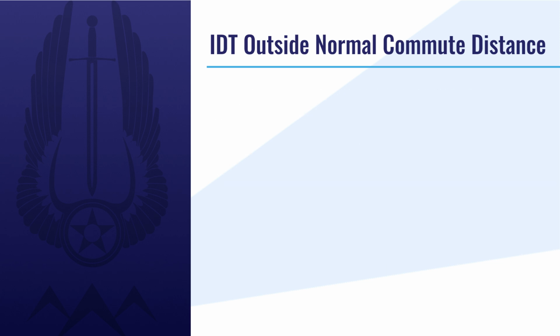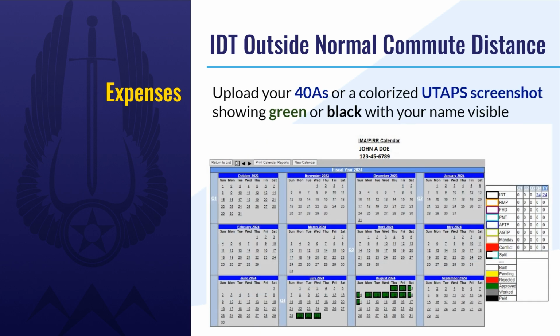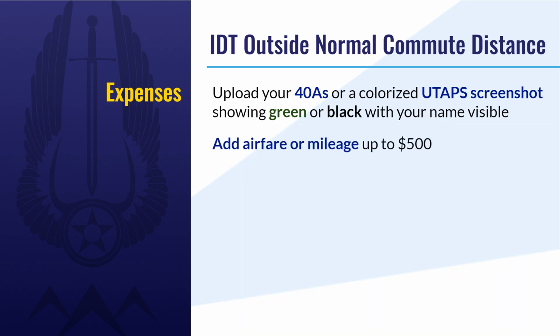For your authorization, you will need to pay attention to some unique field entries that differ from the normal authorization process. When generating your authorization, you will need to verify your group access is your HQ RIO detachment. On your routine TDY trip form, list training as the purpose and IDT travel outside normal commuting distance as the description. In the expenses section, upload your automated 40As or colorized UTAP screenshot showing green or black. Your name must be visible. Add any expected airfare or mileage up to a $500 limit.